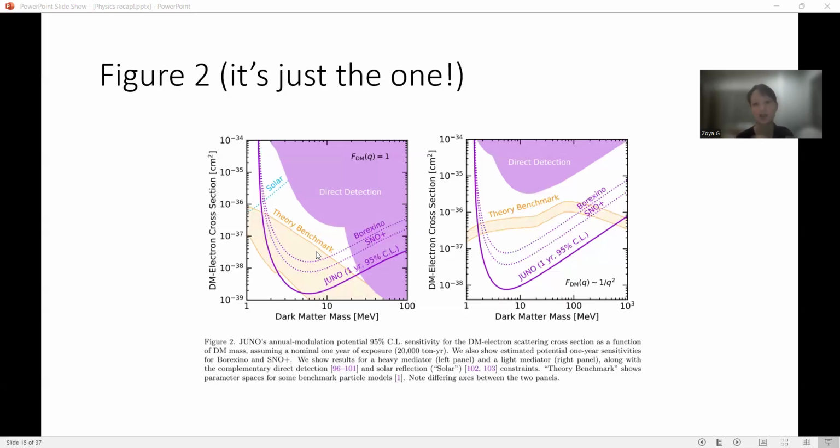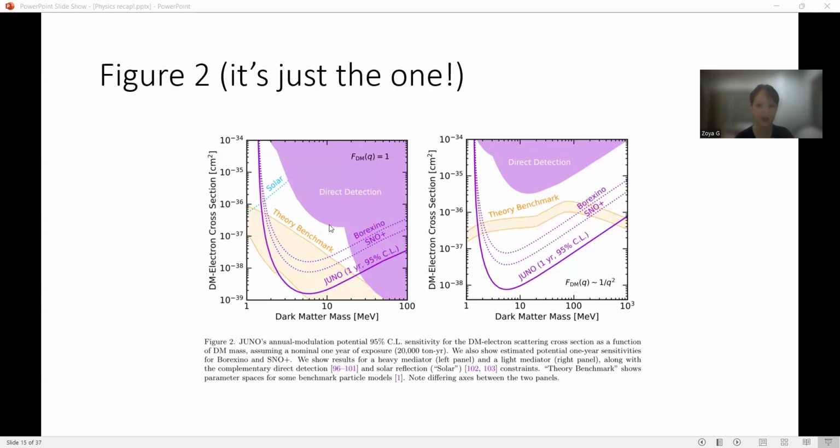The other things shown on these graphs are the theory benchmarks, which appear to be the predicted values for what kind of cross sections would be possible or likely for different particle models, and the direct detection areas are parameters for which methods of dark matter detection, which are also being used for GeV scale dark matter, would also work.